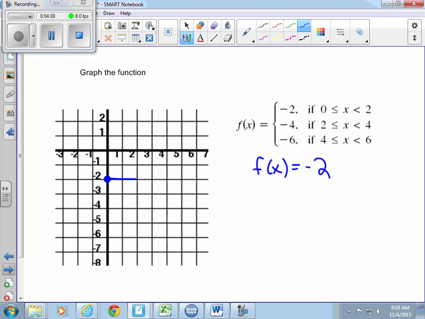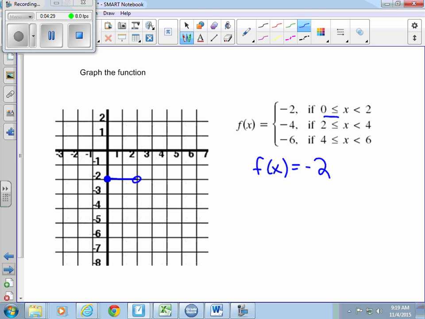I'm going to put a closed-in dot at 0 and an open circle at 2. Why would I do that? This one's less than or equal to, and this one's just less than. So I'm only graphing that part from 0 to 2. Does everyone see how that piecewise function reads?